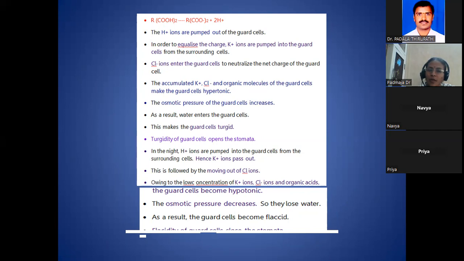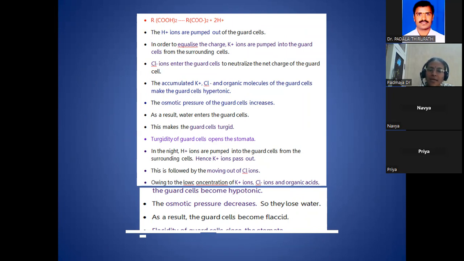This higher osmotic pressure helps to get the turgor pressure. As a result, water enters the guard cells from the surrounding cells. This makes the guard cells become turgid, and whenever the guard cells are turgid, the stomata will be opening. That means, due to this process, the H plus ions are coming outside and K plus ions are entering, and this is helpful for the hypertonic solution in the guard cells, and the water will be entering the guard cells. As a result, the guard cells become turgid, and the stomata will be open. And the same process in reverse takes place at night time.